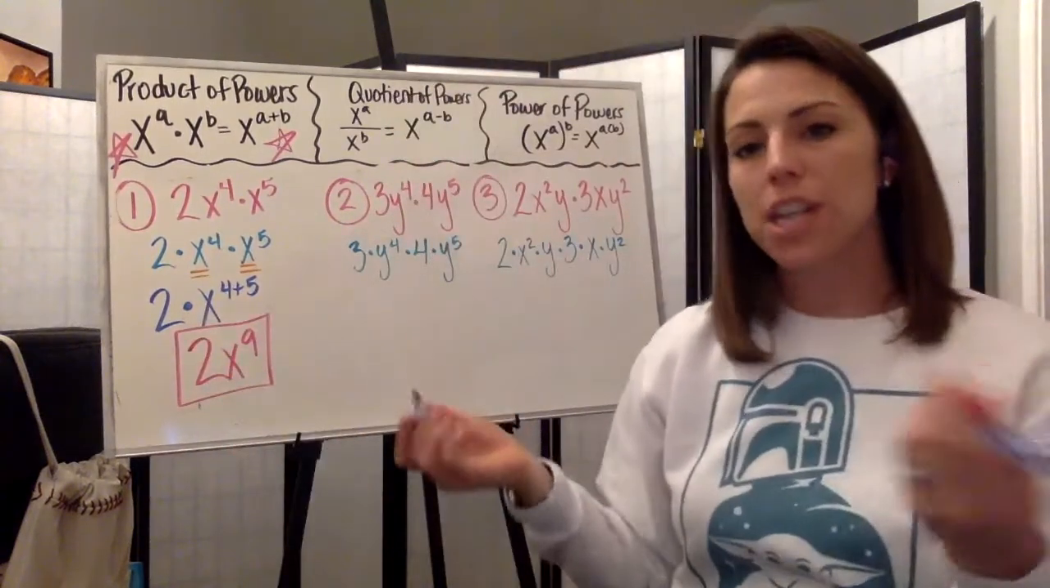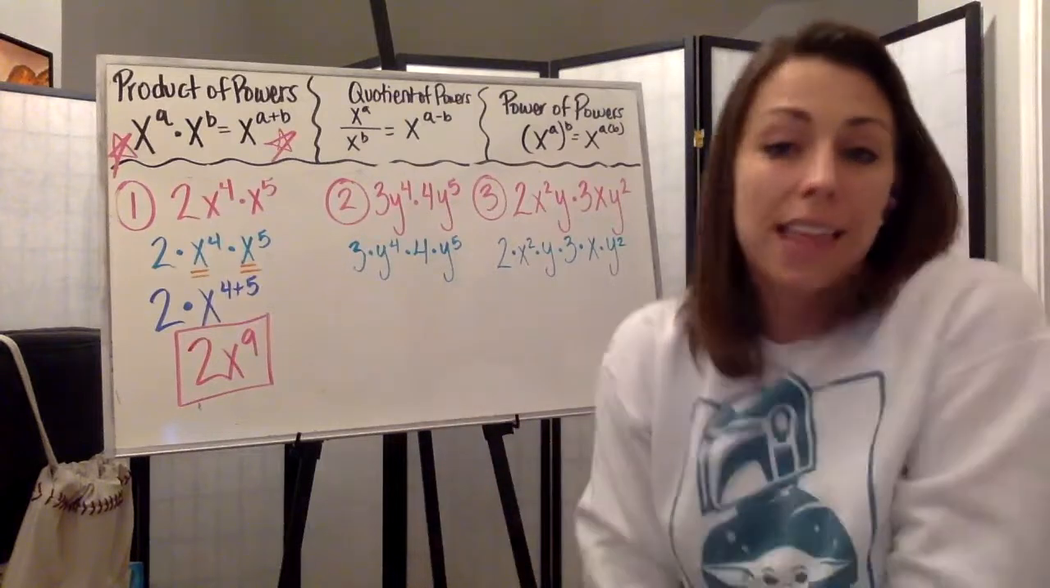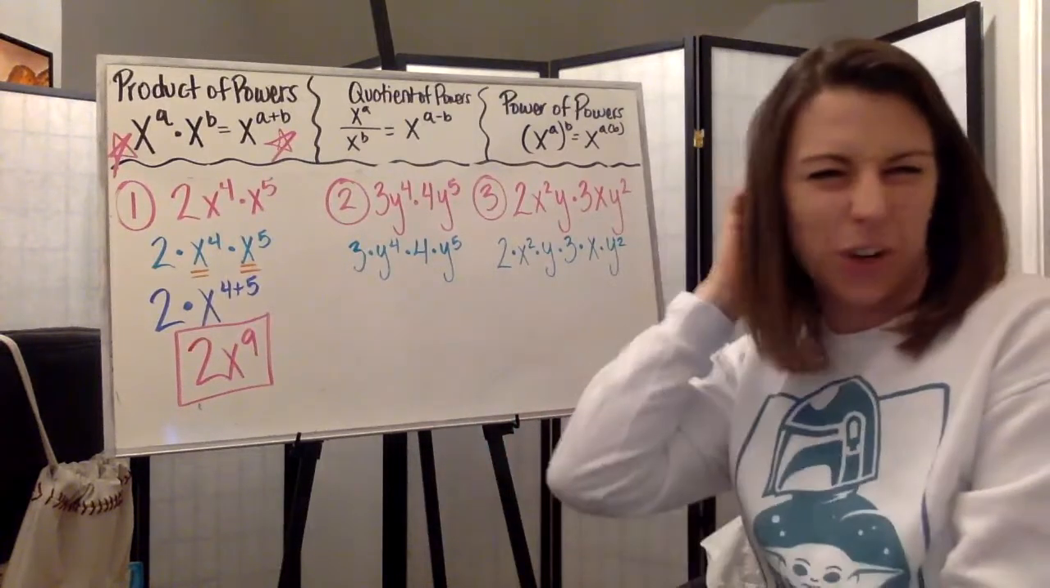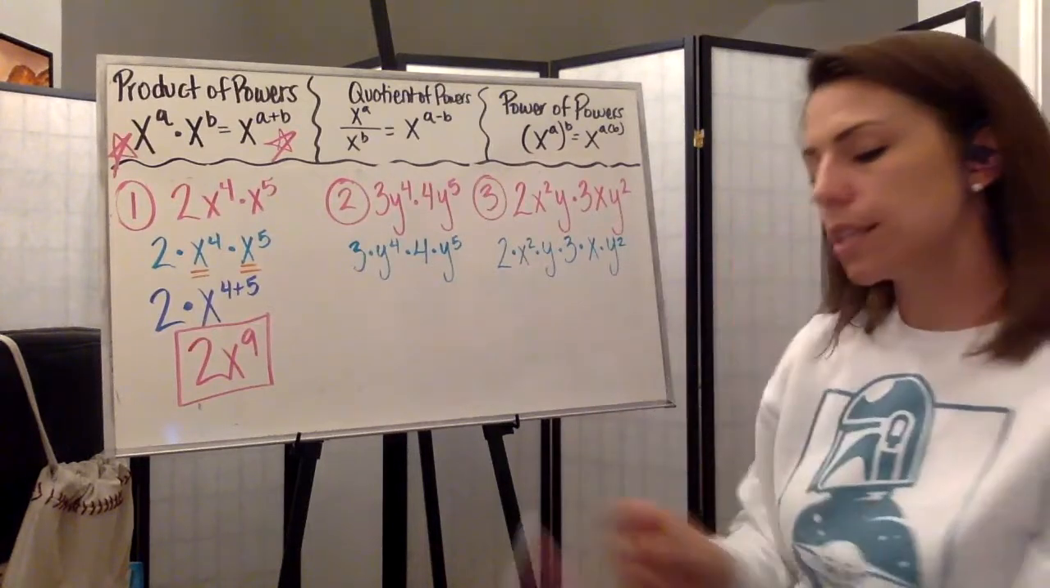So the coefficient in example 1 just kind of came along for the ride because there wasn't anything that I could multiply it with. There weren't any common factors or common factor types, I should say. Now let's look at number 2. This one's a little bit different.